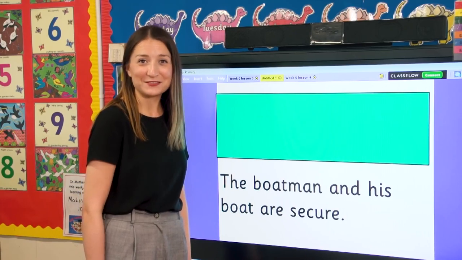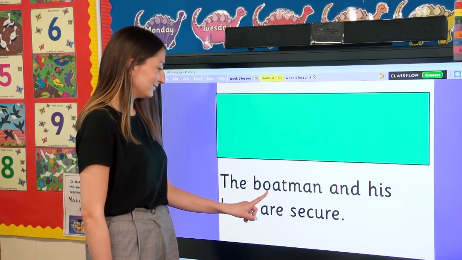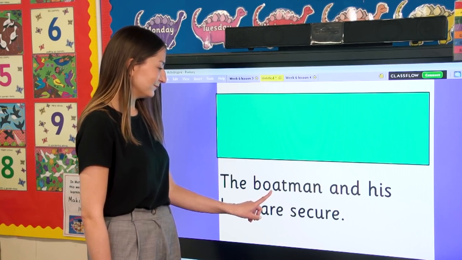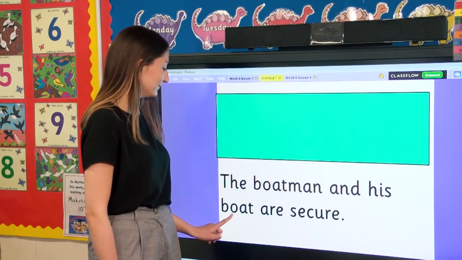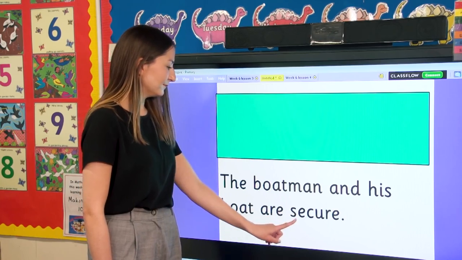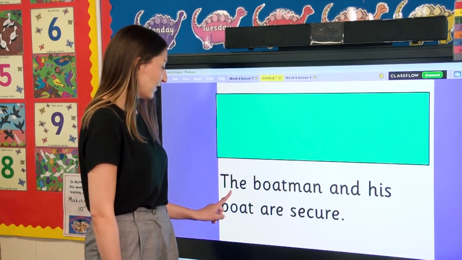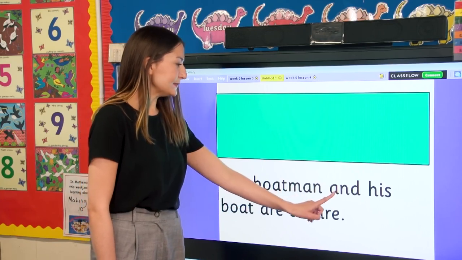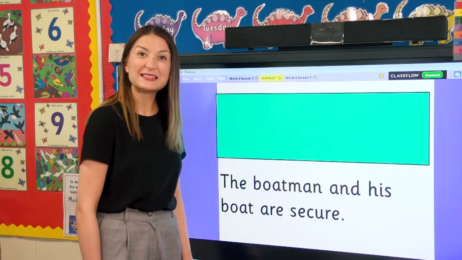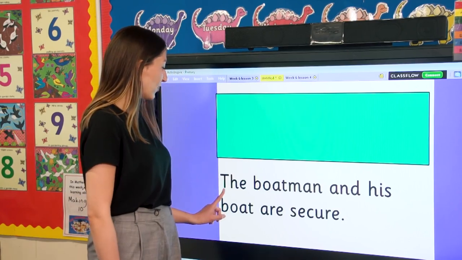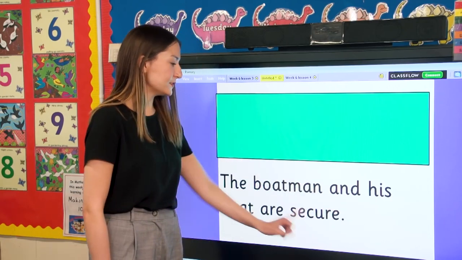Now I want you to read aloud as I point to the words. Remember to sound out any word you're not sure of. Well done. Let's read the sentence together. The boatman and his boat are secure. Let's read it again. Read with me as I point to the words. The boatman and his boat are secure.